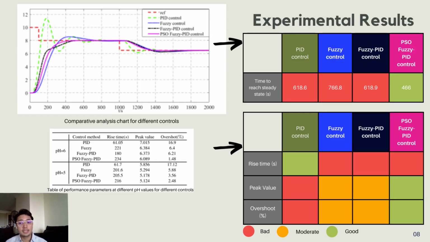From the experimental results, a comparison between all controllers is simulated in a MATLAB environment. The graph shown determines the time taken for each controller to reach a steady state. It can be seen that the PSO Fuzzy PID control is the quickest controller to reach steady state. Next, from the table with different pH values, it is observed that PSO Fuzzy PID control has the highest amount of green compared to other controllers. However, the rise time of the Fuzzy PID control is bad, indicating that it takes a greater amount of time to respond, but it is still able to provide minimal overshooting and rise time.